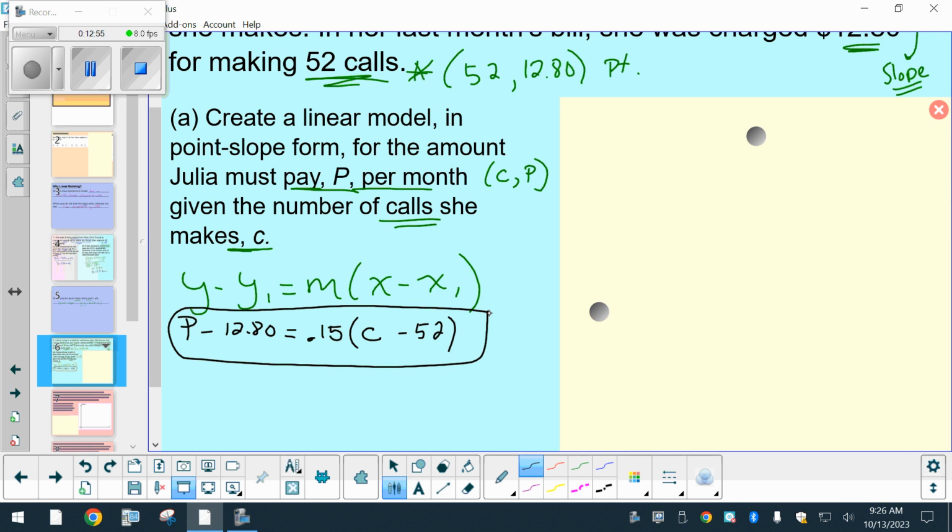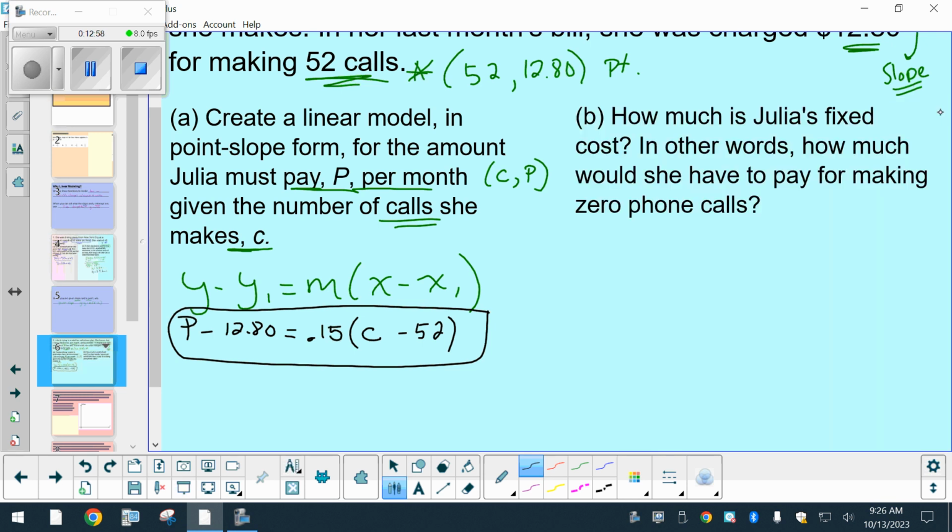And now they want to know, Yaroslav, right? How much is Julia's fixed cost, which would basically be your y-intercept, right? Yeah. Now you can do this a couple different ways. So we want to know the fixed cost, which is basically like a y-intercept. So that means you're making 0 phone calls, right? You could use the equation and plug in what for C? 0. So we could utilize this.